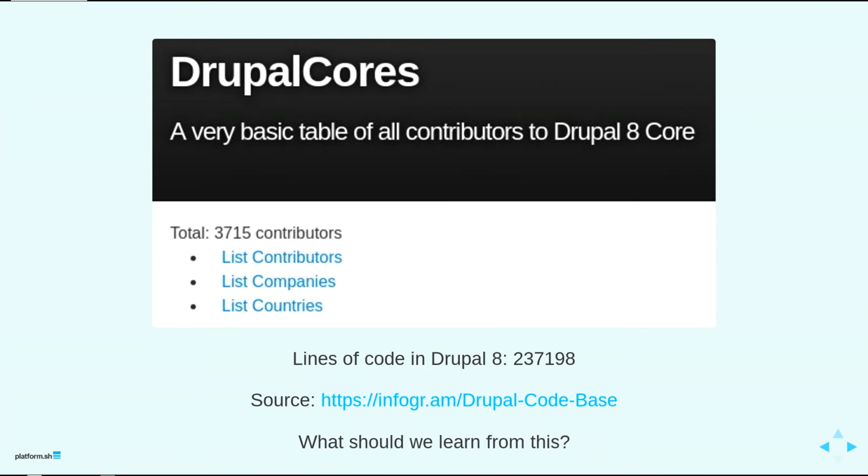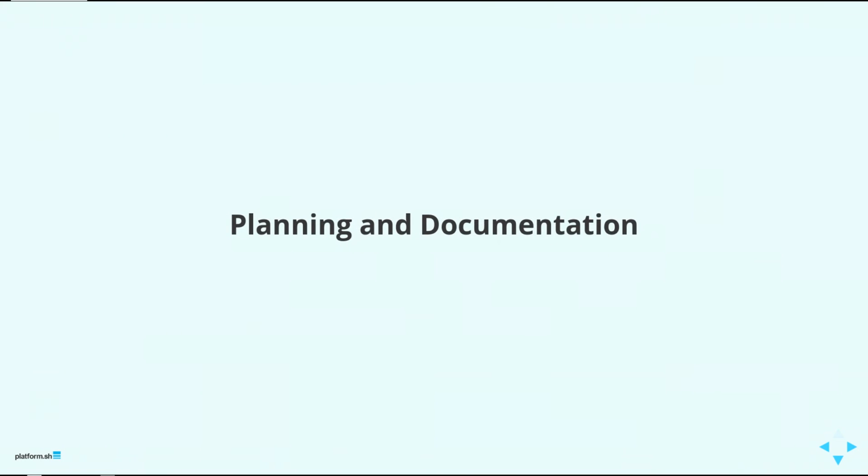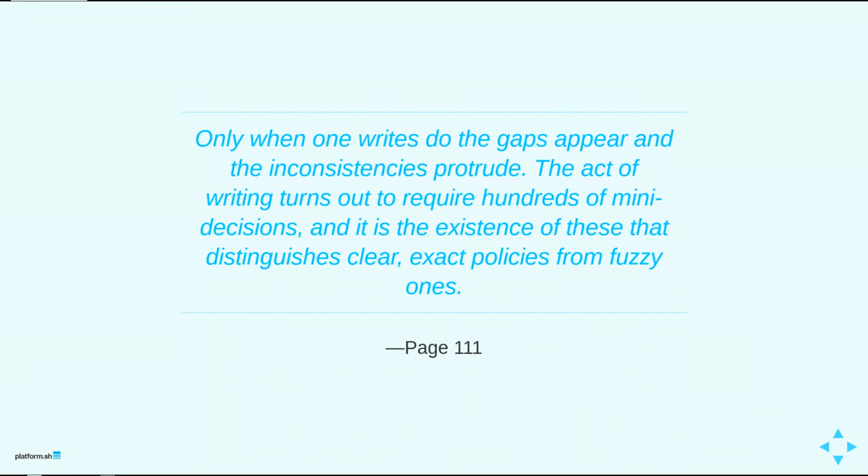So what can we learn from that? Next point. Planning and documentation. This matters. These go together. These are the same thing. You should be doing upfront documentation. Why? Because only when one writes do the gaps appear and inconsistencies protrude. The act of writing turns out to require hundreds of mini decisions. Those mini decisions matter. You need to make those. The act of trying to explain it in a document susses out all of these possible problems. It's like rubber ducking with your word processor.